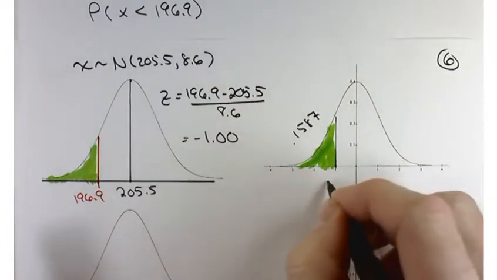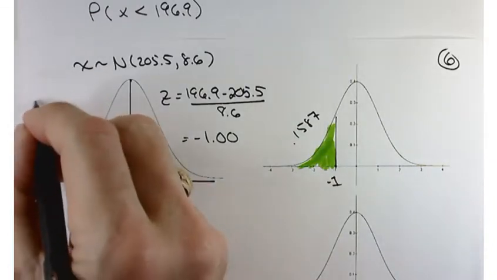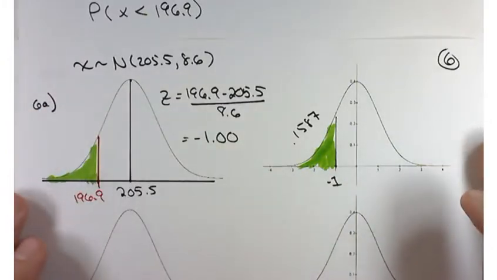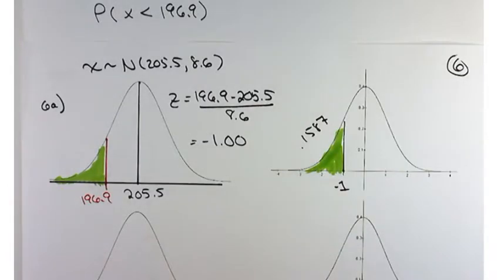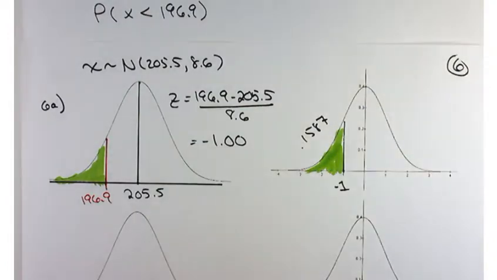0.1587 from our z-table. Thanks, Chris. Good, so there's part 6a. Now, a lot of these are going to have two parts. One of them is sampling from the original distribution. The other one is collecting a sample from that distribution. So this is the first part, but there's an important second part. Before I move on to that second part, are we okay with the first part?